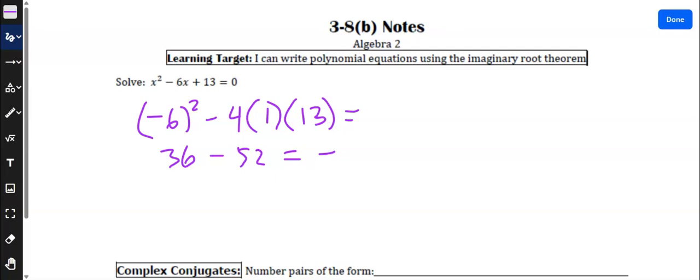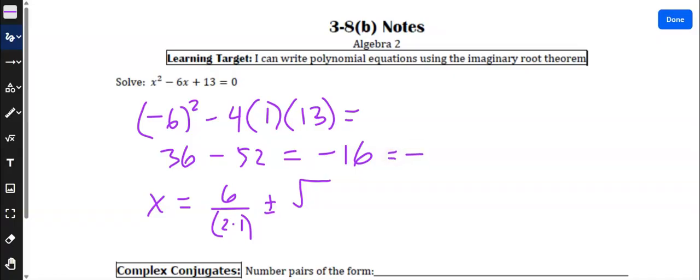So let's see, what would that be? 52 take away 30 would be 22, take away 6 more would be 16, so negative 16. Okay, so it's negative 16. We know that's going to produce imaginary numbers. So continuing on, we have opposite of b over 2 times a plus or minus the square root of, well, it's the square root of negative 16.